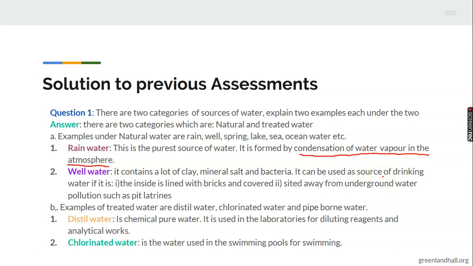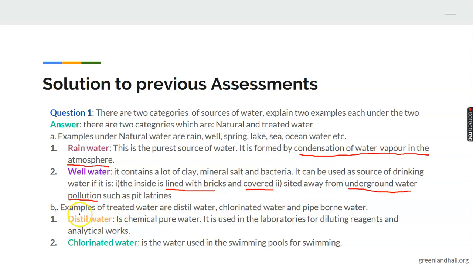You can only use it as a source of drinking if you follow these 2 conditions. The first thing is that the inside of that well must be lined with bricks. That means you must concrete the inside. And at the same time, after lining it, you must cover it. You must look for a cover, maybe iron material, that you use in covering it. Then the second one is that it must be sited away from underground water pollution. When you say underground water pollution, that means anything that can link to the water, such as pit latrines, sewages, and all that. So you must make sure your well water is well sited, that is, away from this kind of pollution.